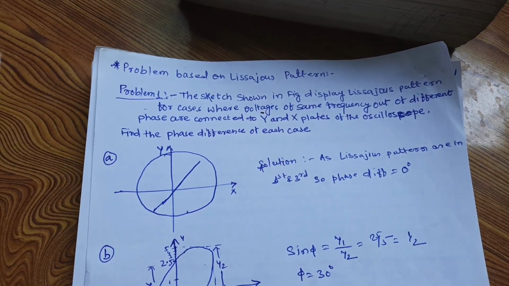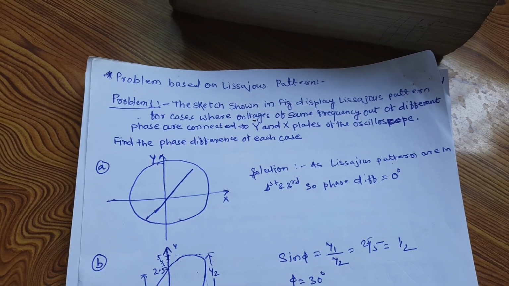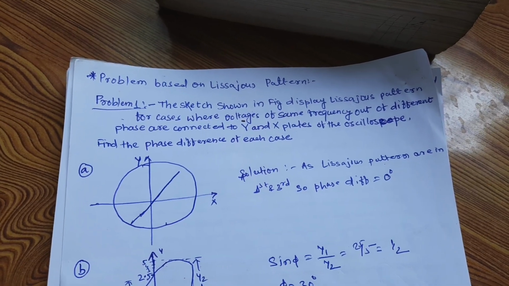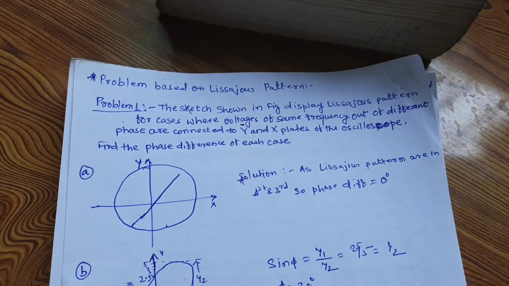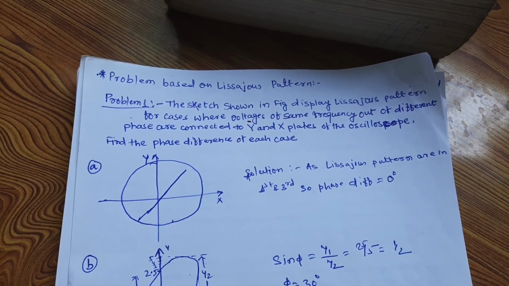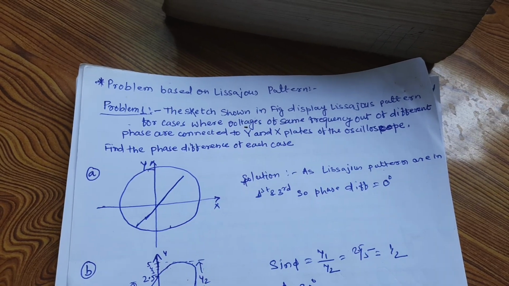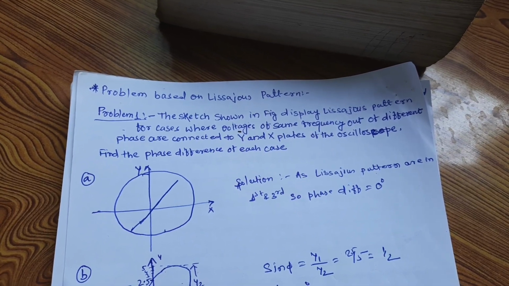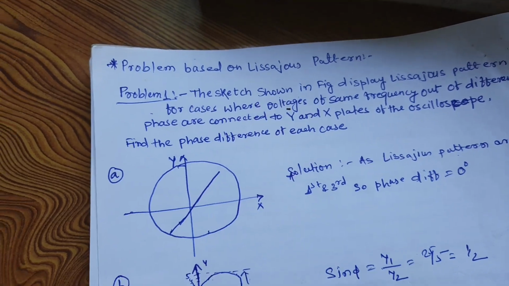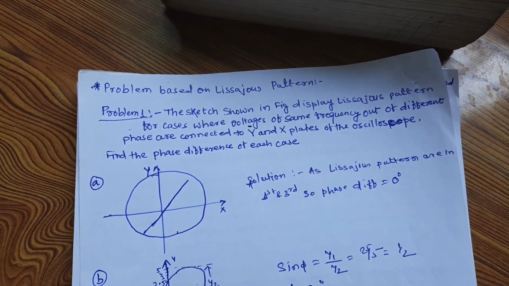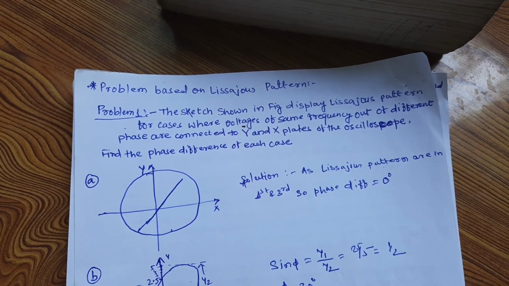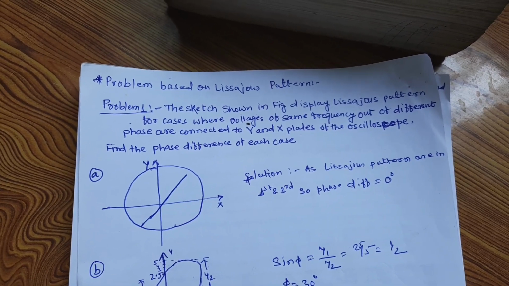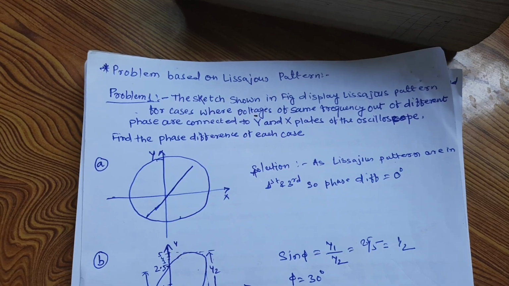and fourth quadrant. The angle between two sinusoidal signals depends on the values where the ellipse cuts the y-axis and x-axis. That means sin phi is equal to y1 by y2, where y1 is the value at which the ellipse cuts the y-axis, and y2 is the maximum value along the y-axis. So the first problem is like this. The case shown in the figure displays Lissajous patterns where voltages of the same frequency but different phase are connected to the Y and X plates of the oscilloscope. Find the phase difference for these cases.